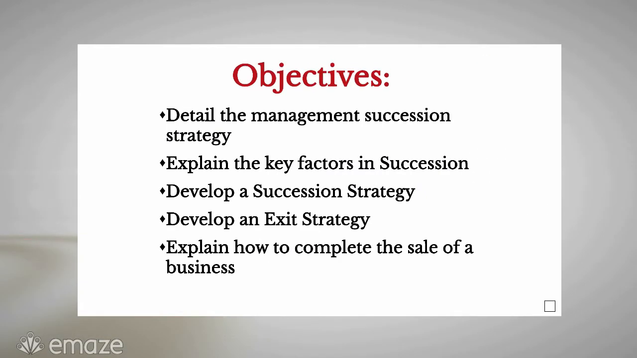My team and I will be focusing on 5 crucial areas of succession in a family business. The objectives we'd like to cover are: 1. Detail the management succession strategy. 2. Explain the key factors in succession. 3. Develop a succession strategy. 4. Develop an exit strategy. And last but not least, explain how to complete the sale of a business.